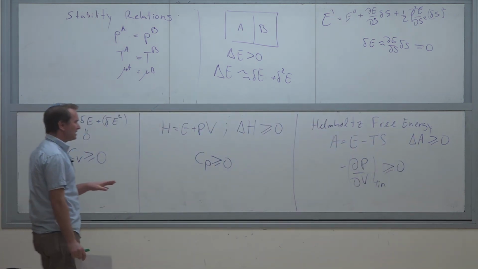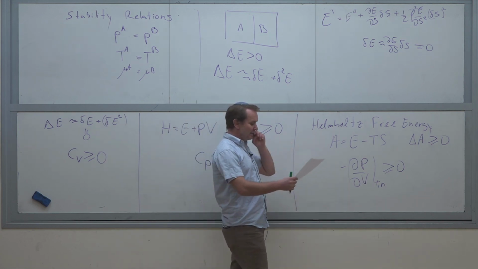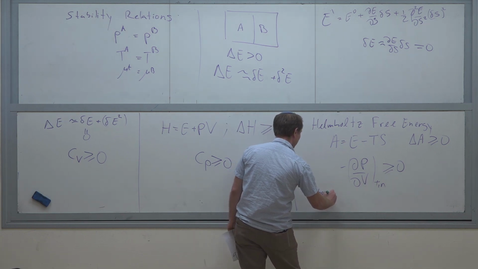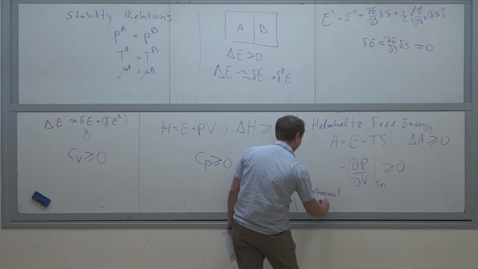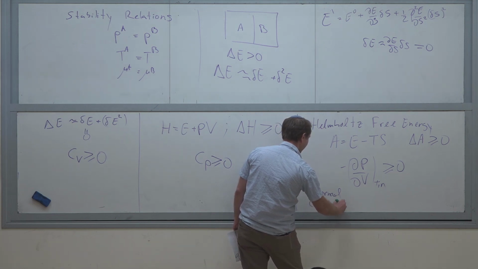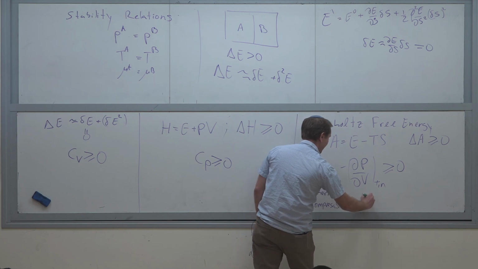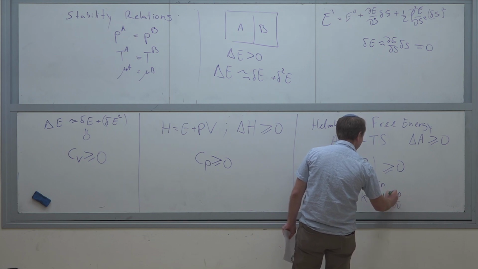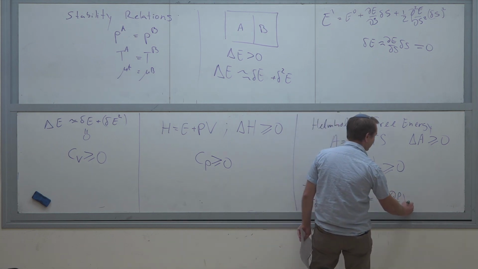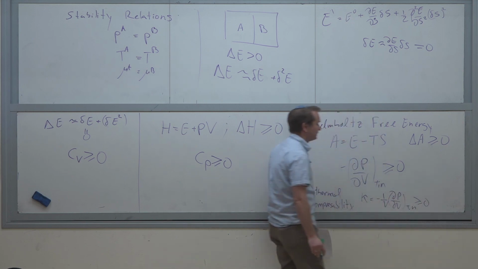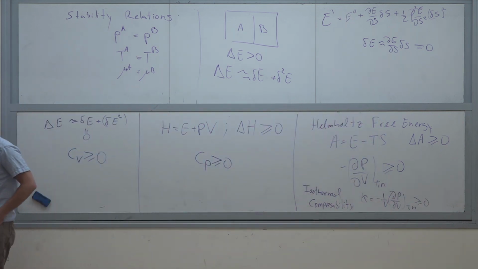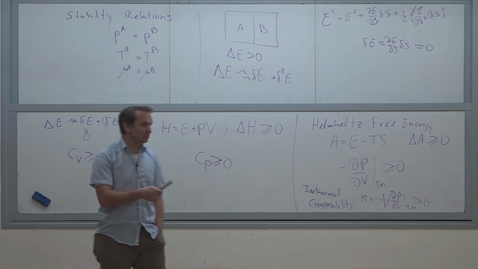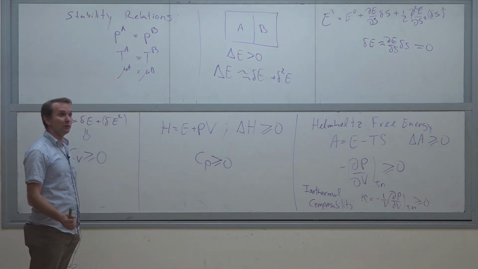Okay. This is all actually related to some measurable quantity that is called isothermal compressibility, kappa, which is minus 1 over v dv to dp, keeping T and N constant, and it's greater than 0. Those are stability relations. They are based on the variational principles, and there are several of them.